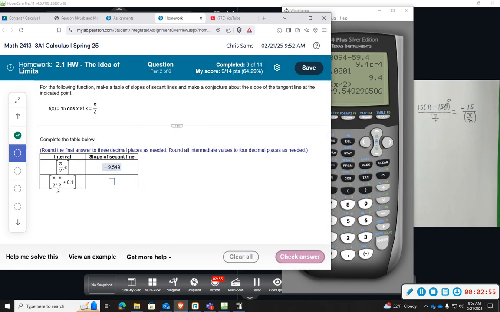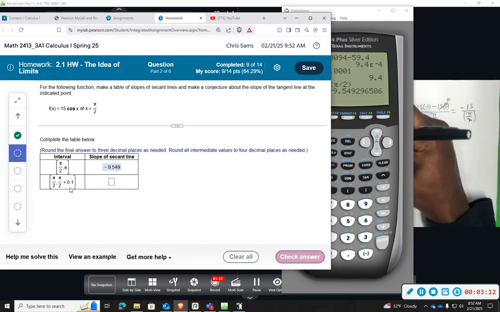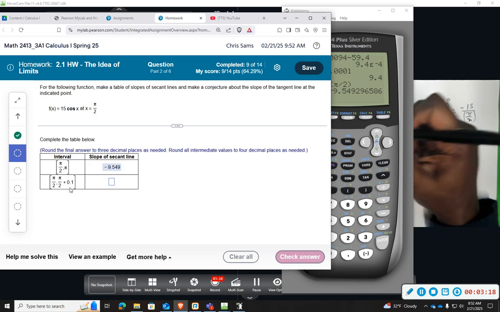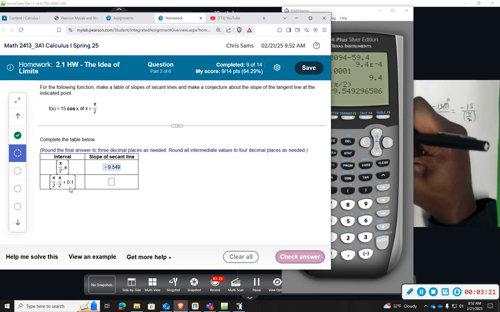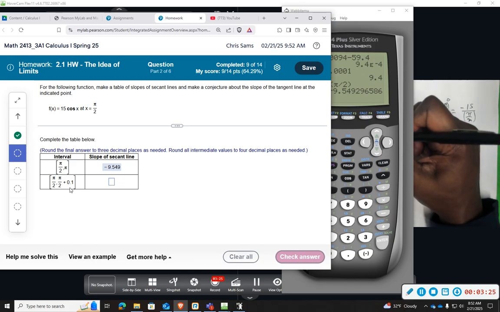Alright, so we got a few more parts. So now we're going to go from pi plus 0.1 to pi. So basically we're going to be dividing by 0.1 this time. So here's our process. We have pi over 2 plus 0.1.